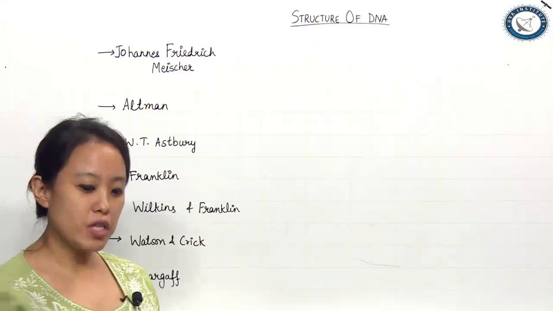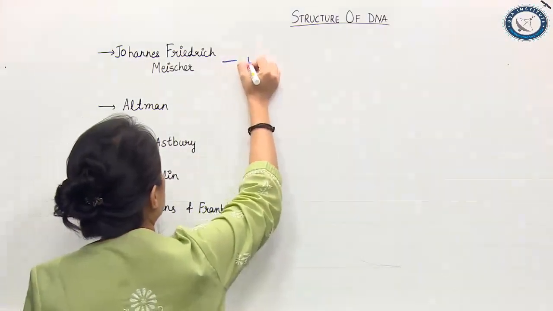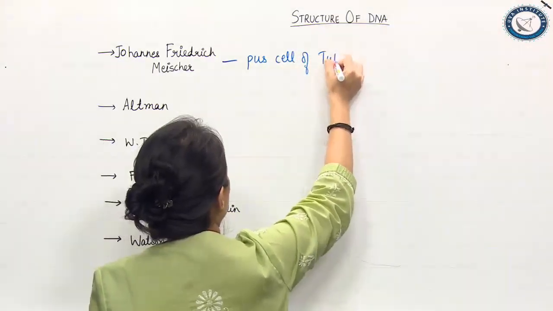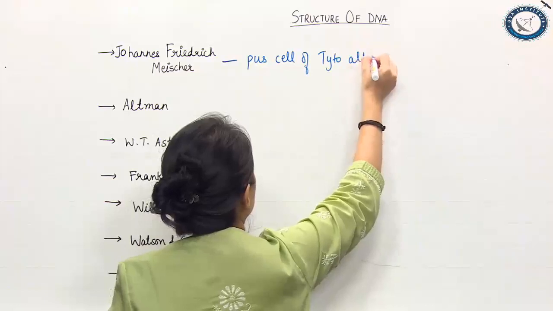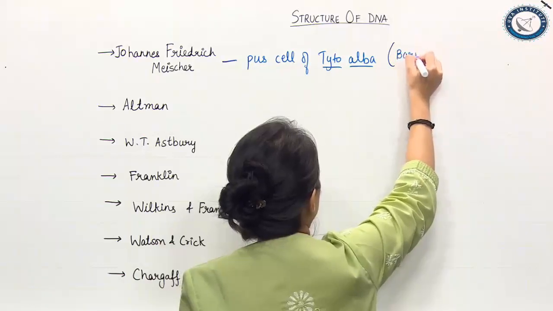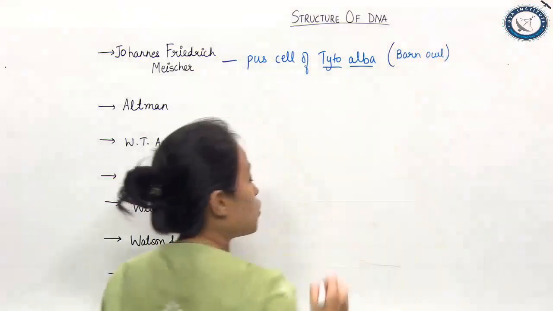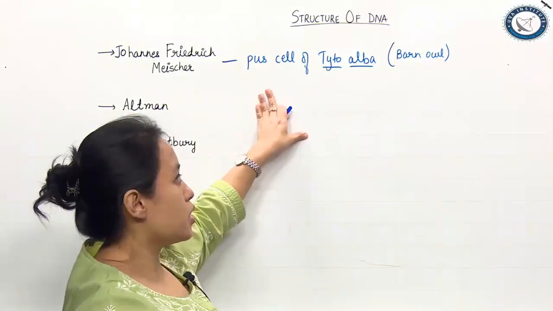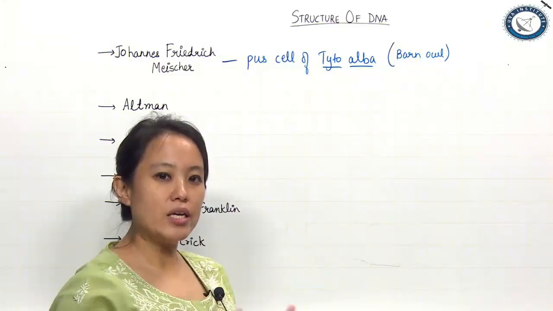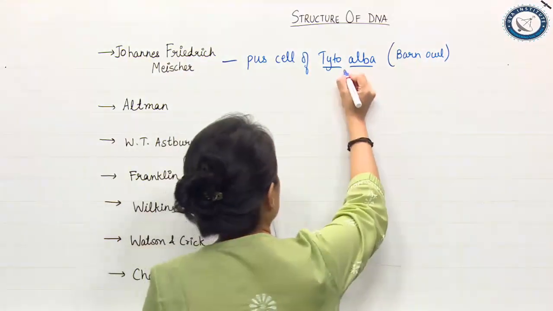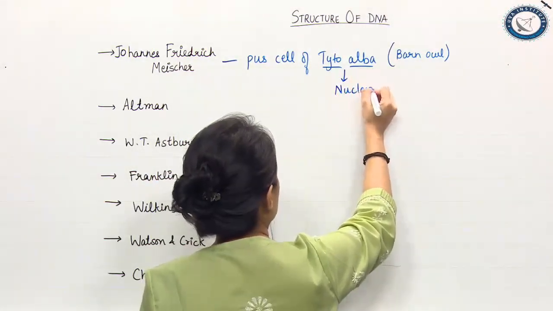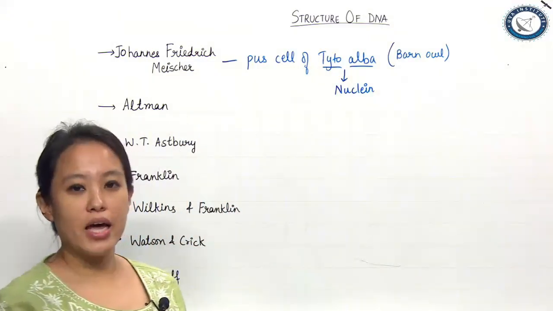At that point of time, when he was examining the cell of Tyto alba, which is the scientific name of the barn owl, he found some material which has heritable content. With respect to that, he named the content nucleon.